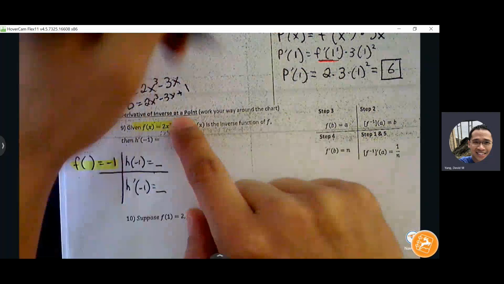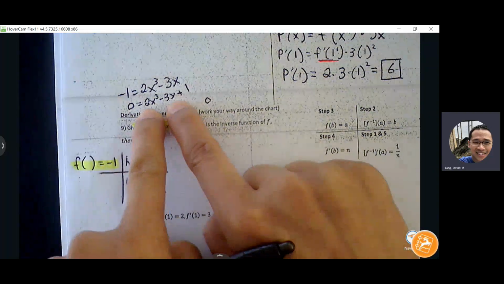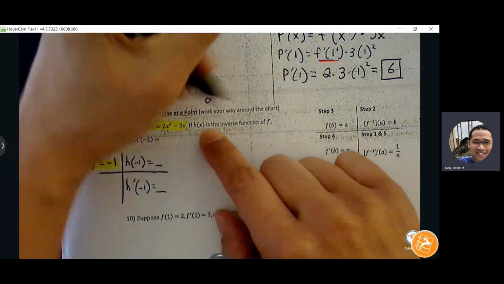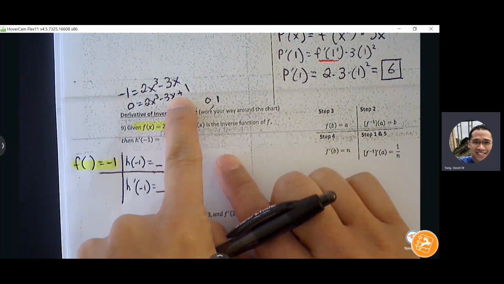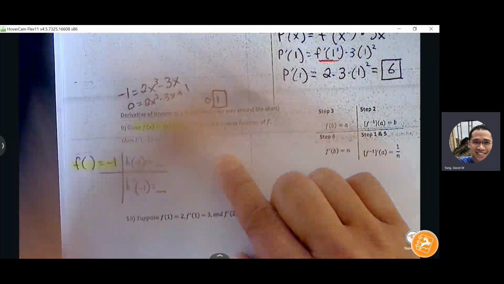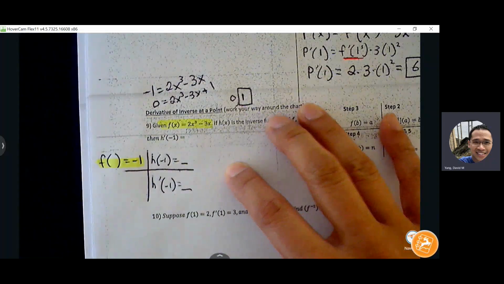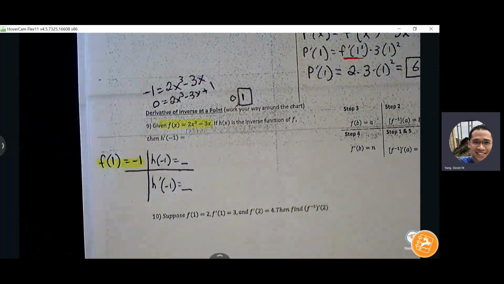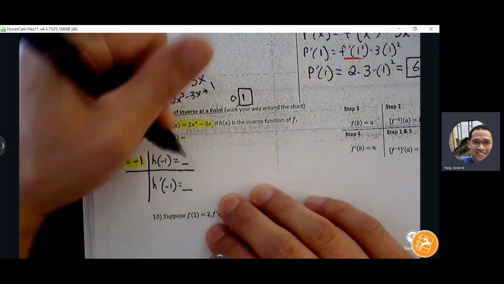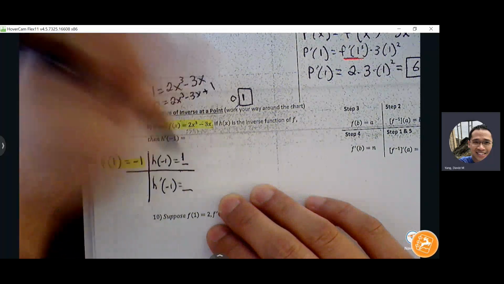So I'm just going to start with 0. If I test 0, is this going to work? 0 minus 0 plus 1, is that equal to 0? It doesn't work. If I plug 1 here, 2 minus 3 is -1, -1 plus 1 equals 0. So there I have it. Okay, so there's my number. There's my ordered pair that I can build. So I know my ordered pair must be 1, -1 on the function side. On the inverse, it must be -1, 1.